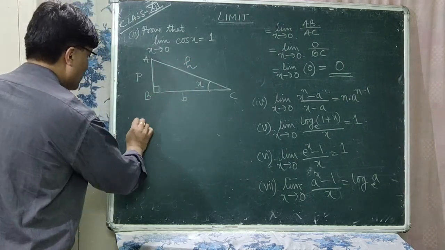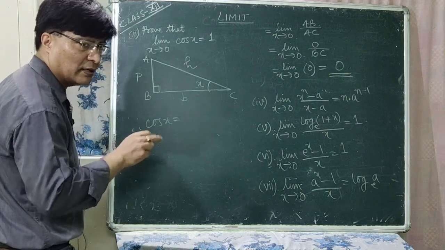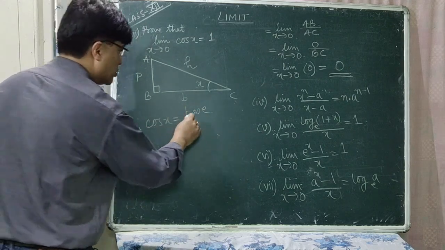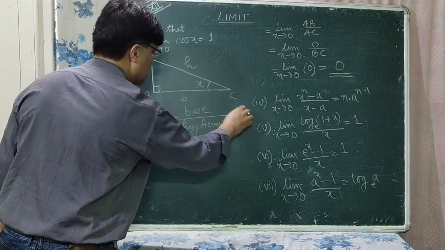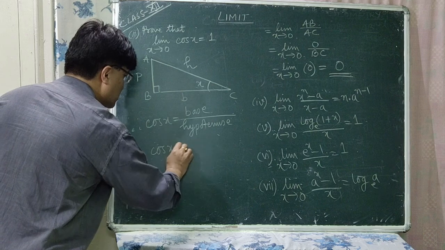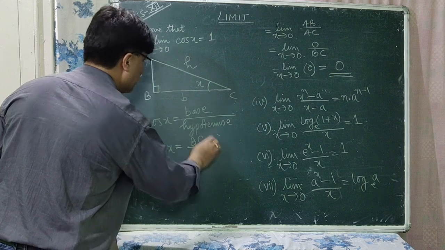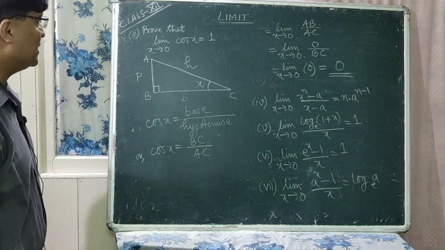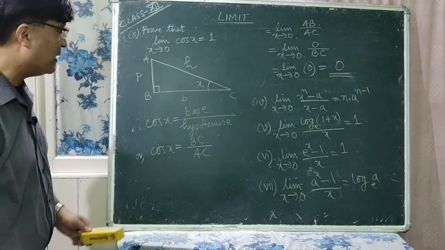Now what is the formula for cos X? Some people have curly brown hair, that is cos X is equal to B by H, base upon hypotenuse. So cos X is equal to, what is the base out here? Base is BC, divided by the hypotenuse, that is AC. BC divided by AC. That is, BC is the base divided by AC is the hypotenuse. That is your B by H.